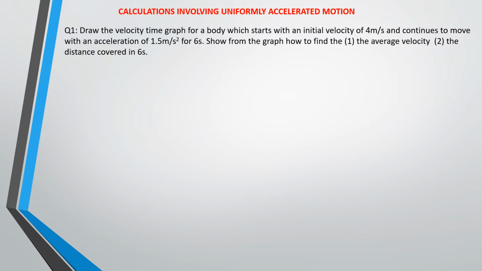Okay, so for this particular question, it says draw the velocity time graph for a body which starts with an initial velocity of 4 meters per second and continues to move with an acceleration of 1.5 meters per second squared for 6 seconds. Show from the graph how to find 1. The average velocity, and 2. The distance covered in 6 seconds.